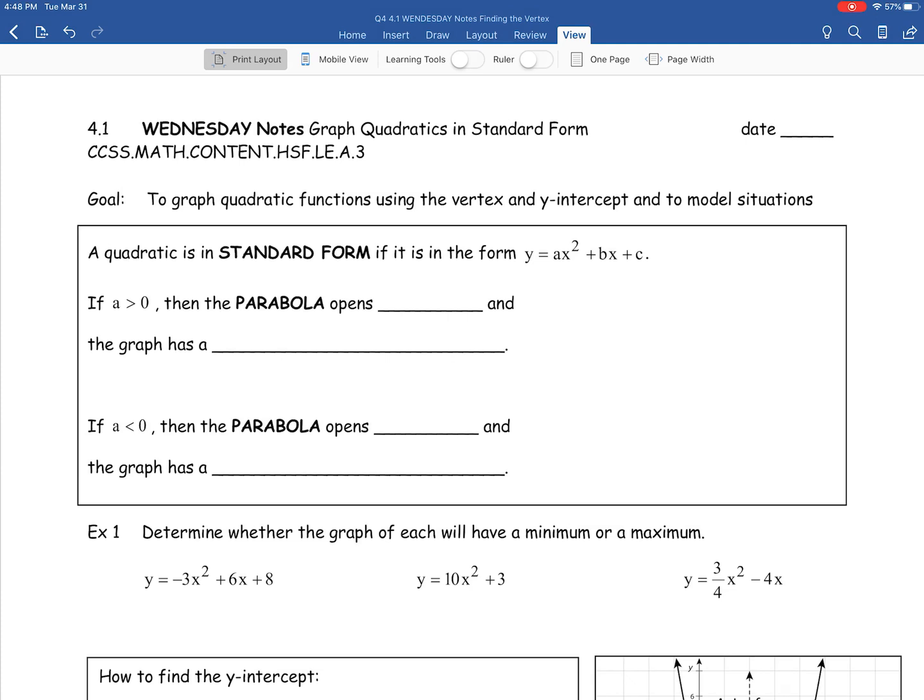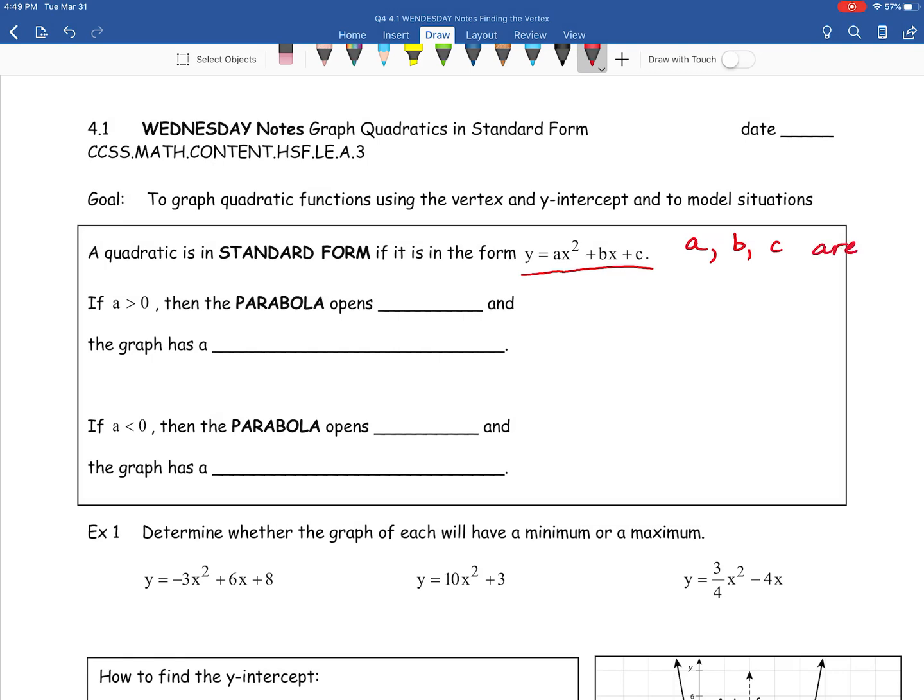Here we are at our example 1 from our 4.1 set of notes. Now to help us out, we're going to look at our definition for a standard form. As we've graphed it in the past with the table of values, it does take that form y equals ax squared plus bx plus c, where a, b, and c are just some numbers. For example, they can be integers, positive and negative whole values, or fractions.